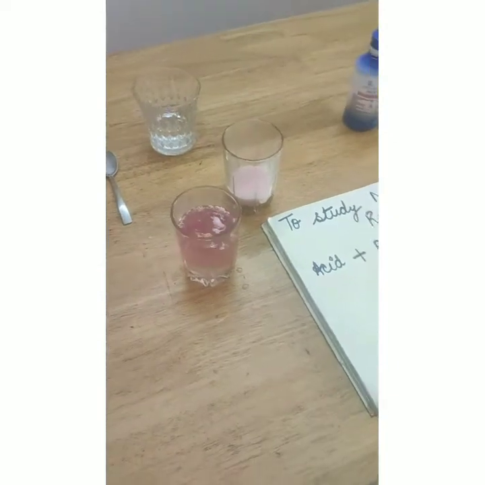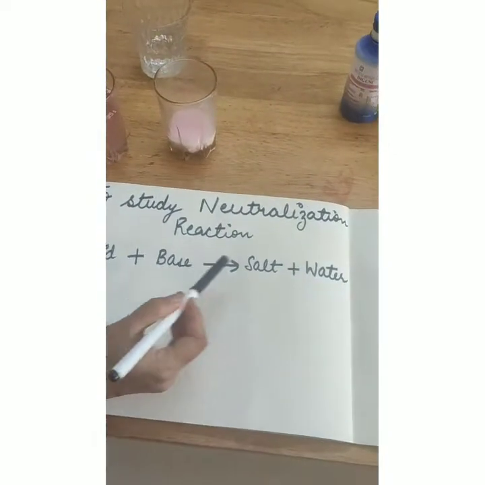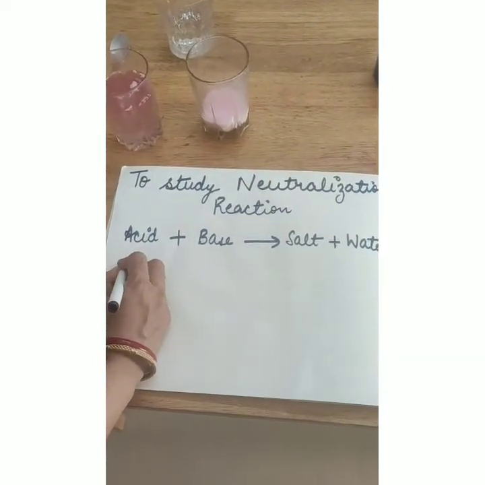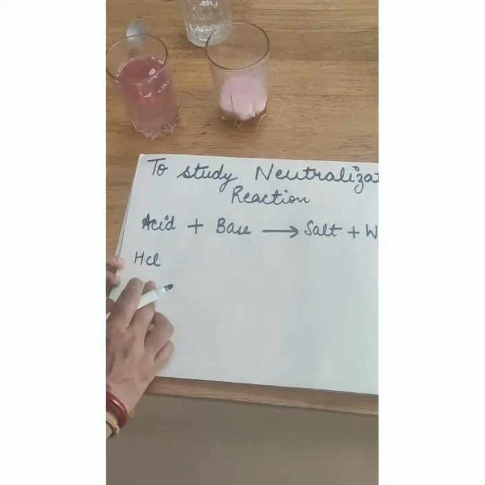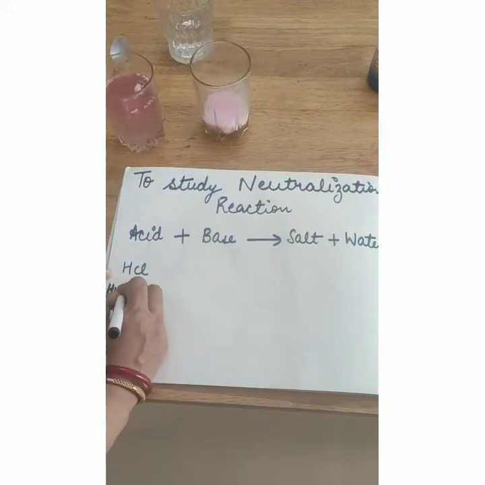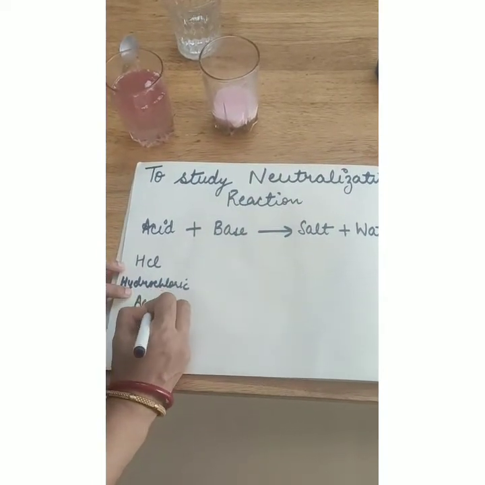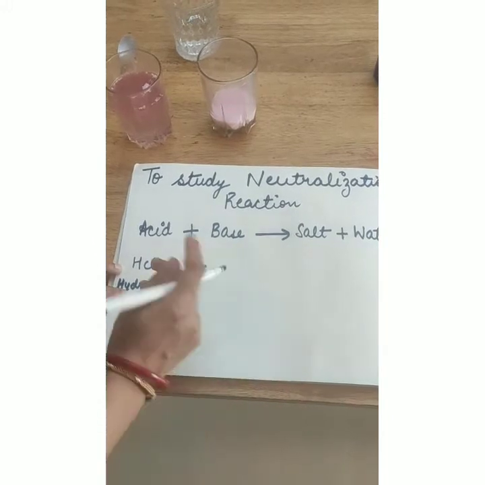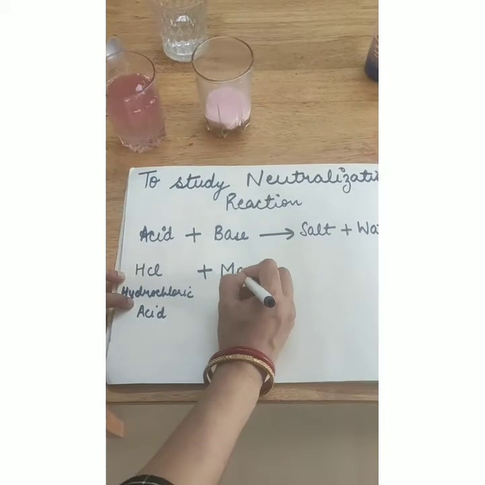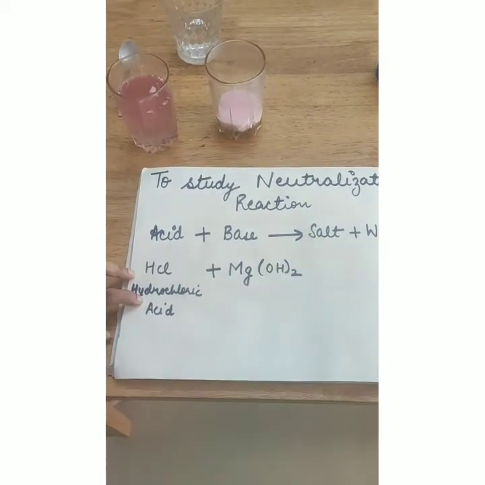Now we'll quickly move on to the chemical formula here. See, acid plus base gives you salt and water. So in this experiment, the acid that we used was HCl. What is HCl here? It's hydrochloric acid. So how do you write this? Hydrochloric acid. To this hydrochloric acid, we added a base or an antacid. And what is the formula? It is magnesium. Mg is for magnesium, and OH whole twice is for hydroxide.